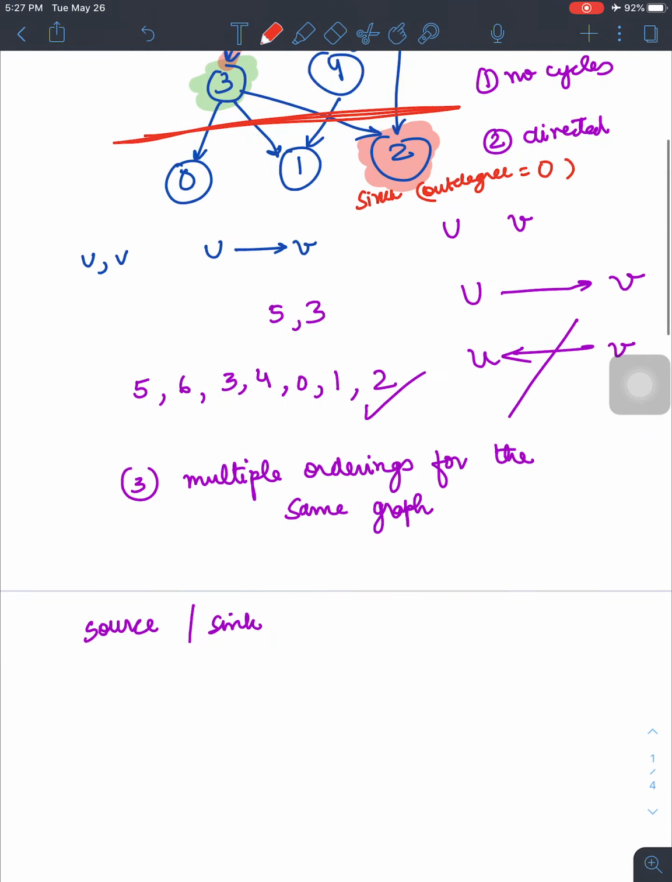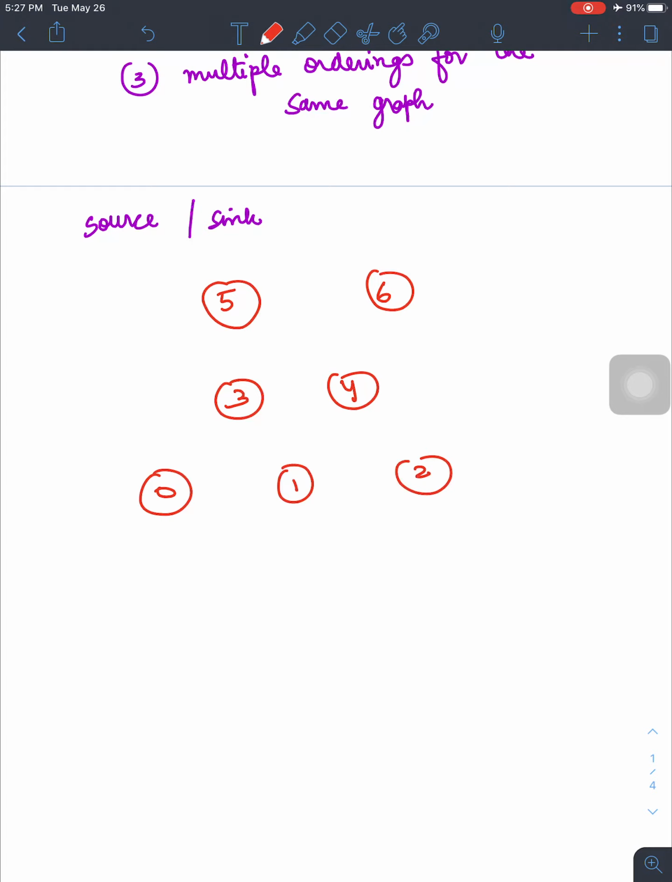So if I had to do it in a stepwise fashion, I'm going to draw this out again. So I have 5, I have 6, I have 3, 4, 0, 1 and 2. Then the way that I had drawn the connection was 5 comes before 3 and 4, 6 comes before 4 and 2, and 3 goes to 0, 1 and 2, and then 4 goes only to 1. So what we're going to do is check what all of the sources are.